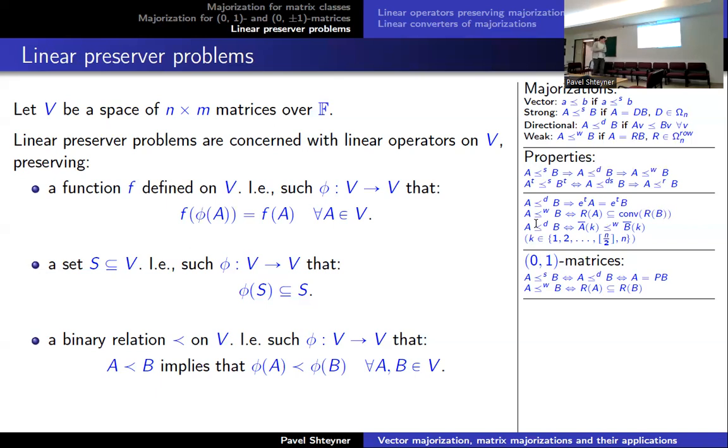So, if you preserve a binary relation, it means that the relation in the pre-image implies the relation in the image. Is it any better? Okay, not in order. Well, you can start with a general definition, you can consider a binary relation, but in our case, majorization is a preorder.